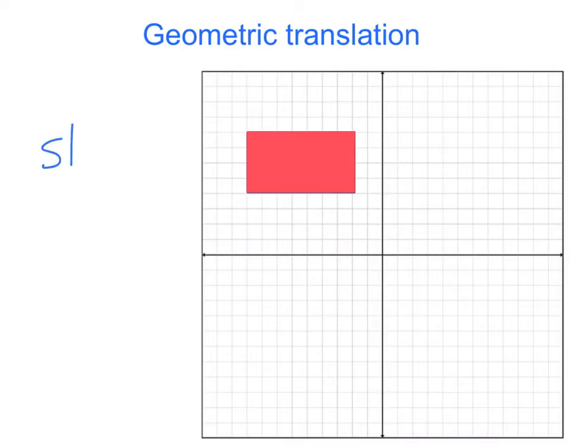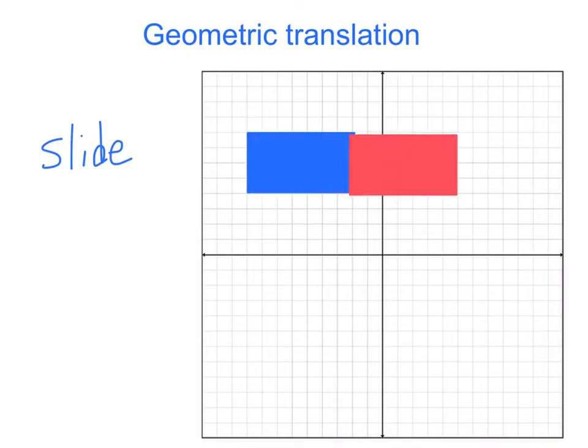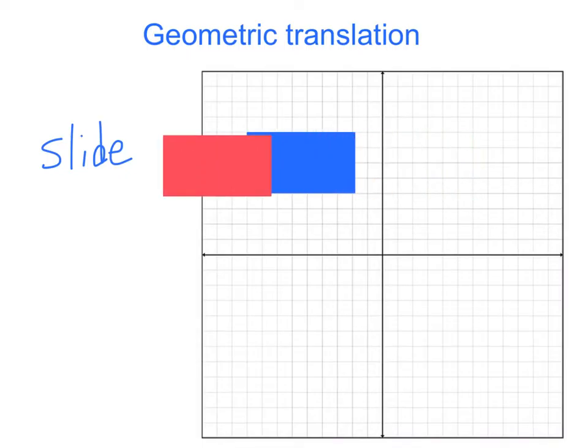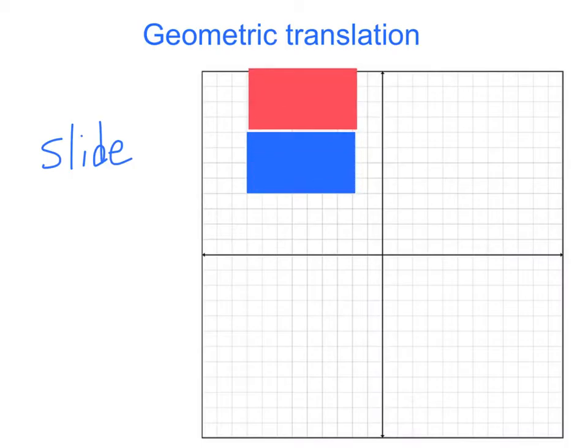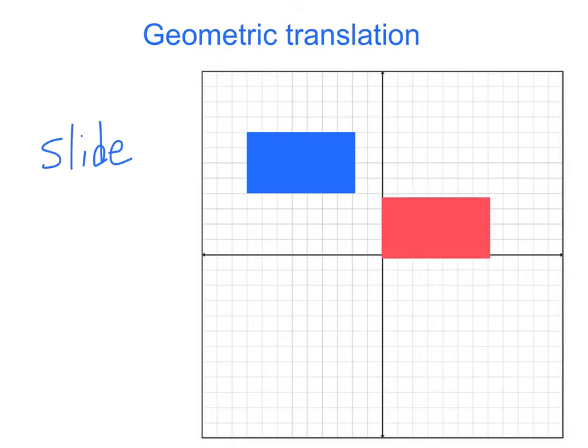Another name for a translation is a slide. You've maybe heard that before. So a translation or a slide is when you move a geometric figure one way or another without turning it. I could slide it up, or slide it down, or slide it over and down. That's a slide or a translation. And the way I remember that slide and translation are the same thing is slide has an SL in it, and so does translation.